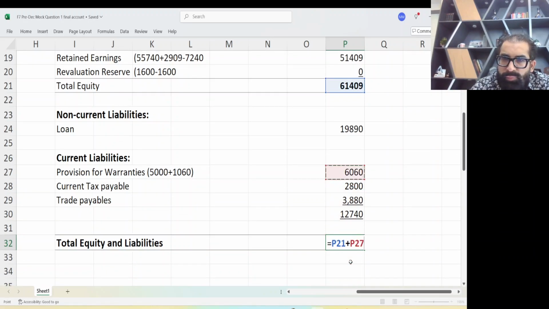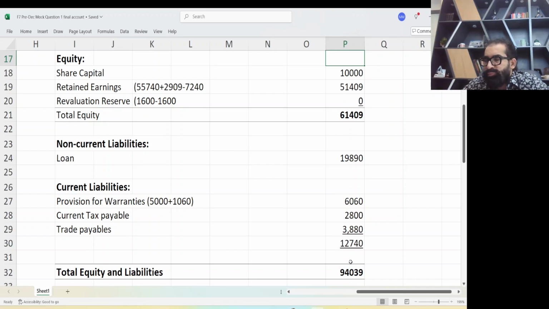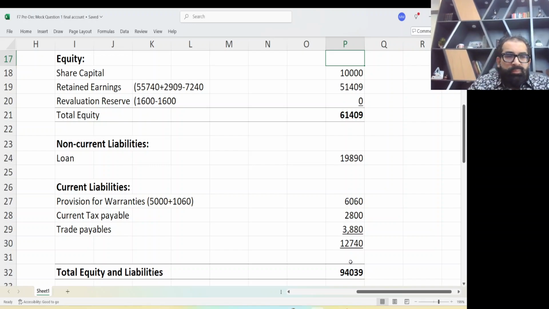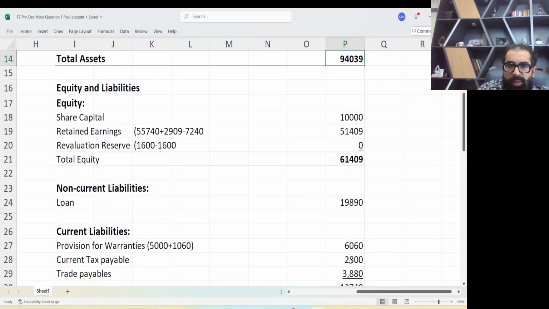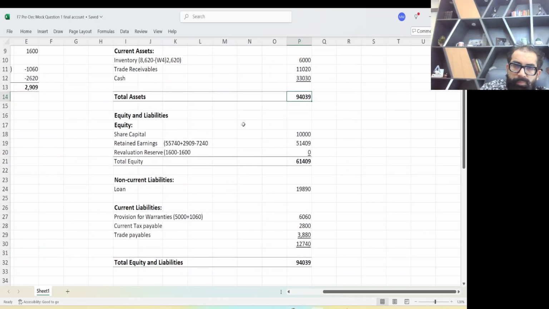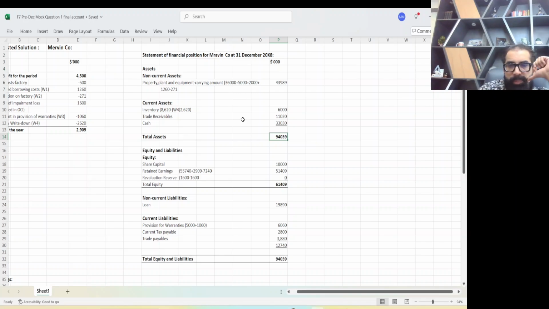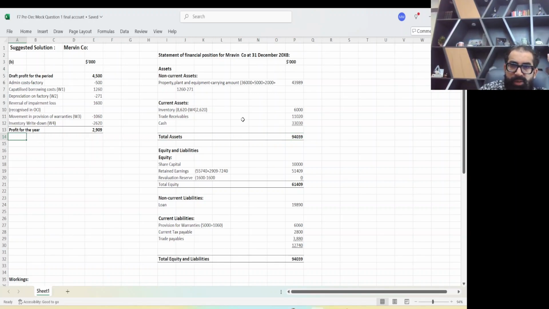Now total equity and liabilities will be equal to this plus this plus this, 94039. So finally we balanced our balance sheet. Our SOFP is balanced. You can see. Complete SOFP is here, and your complete income statement. So our question is done.